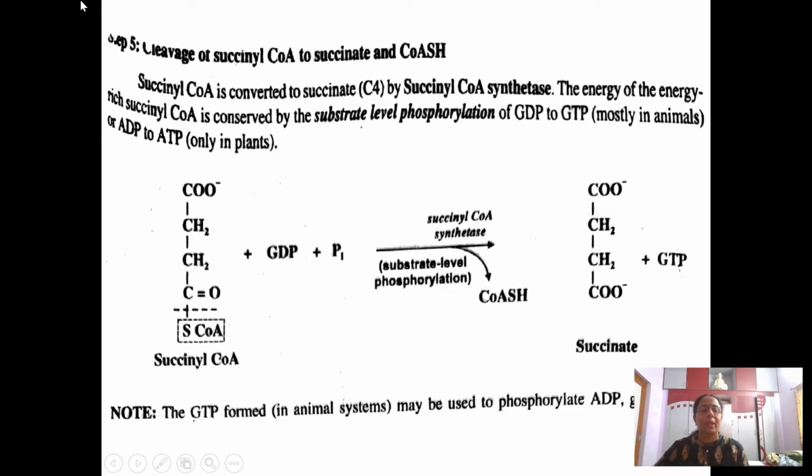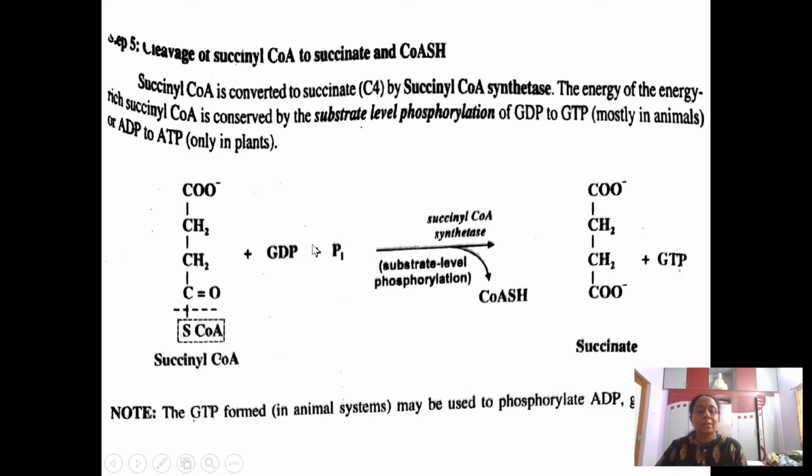Now, come to step 5. See, this succinyl-CoA, this bond gets cleaved here. It's a very important reaction. Succinyl-CoA is converted into succinate by the enzyme succinyl-CoA synthetase. Okay. When this bond is broken, a lot of energy is released. So, the energy of this energy-rich succinyl-CoA is conserved by substrate level phosphorylation, because in this reaction, whatever energy is released in the bond breaking is given to GDP.